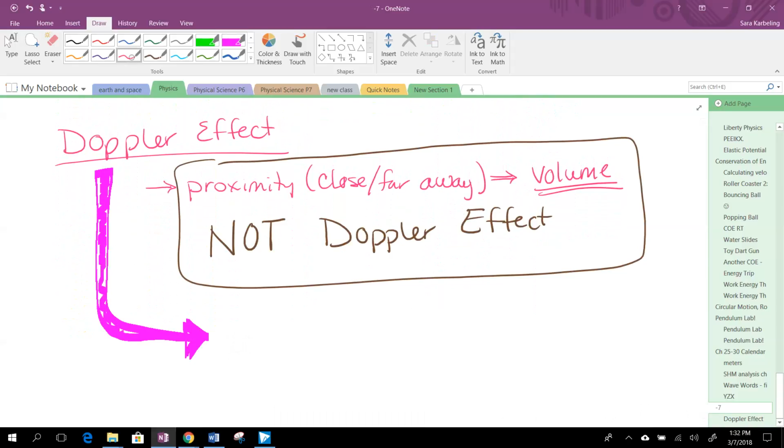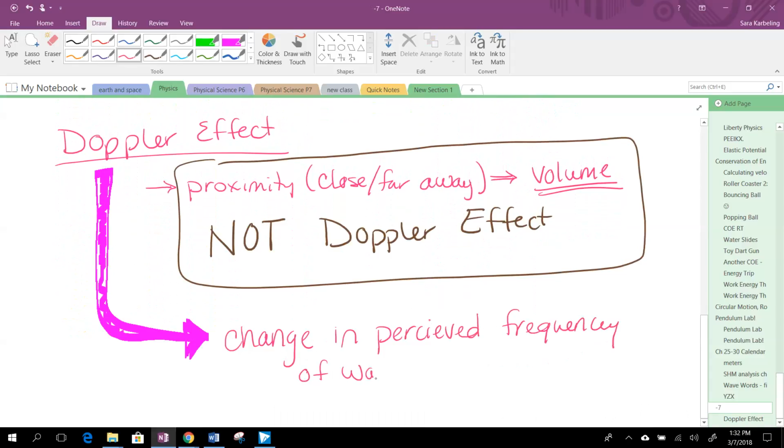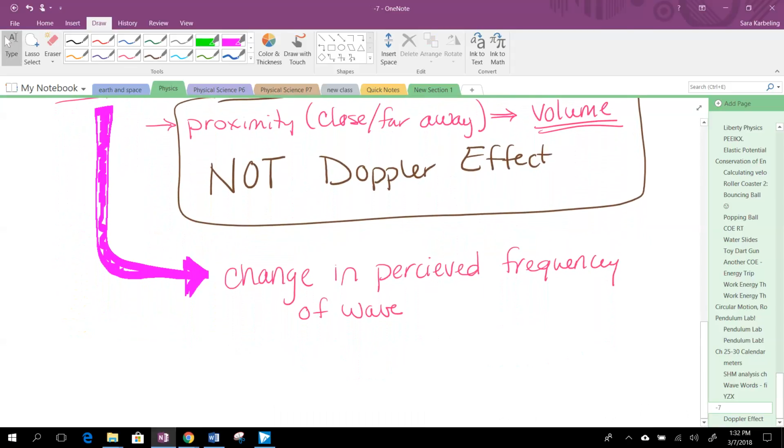The thing that I want you to know about the Doppler effect is that it is a change in the perceived frequency of a wave. Now, we haven't really talked about what frequency means, except that it's the number of cycles per second, right? For a sound wave, frequency leads to pitch.